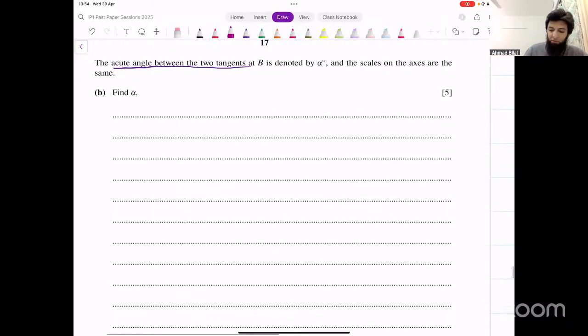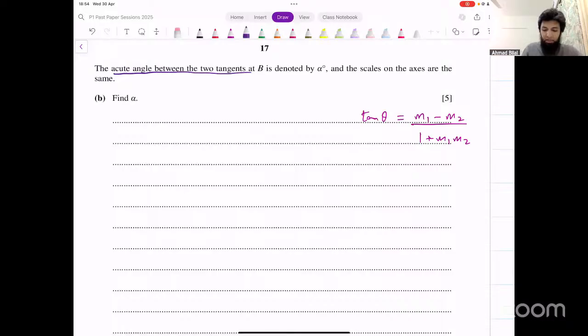What was the formula? For angle between two lines, we can use this formula: tan theta equals m1 minus m2 divided by 1 plus m1 times m2. Right, that's the formula that we have here. So what we need is the gradients of these two tangents. Once we have the gradients of the two tangents, then we can just use this formula to find that angle that we're looking for.